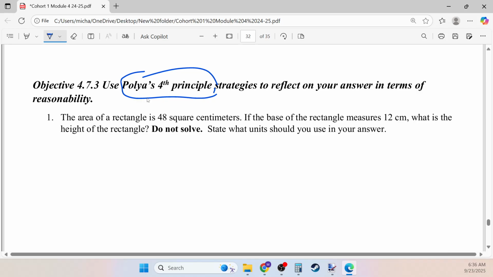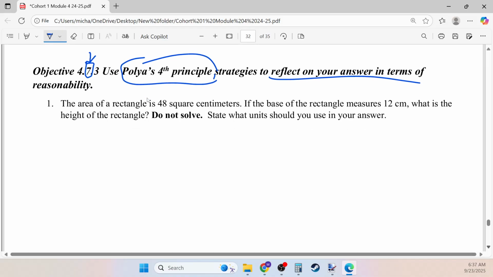We spend 6 subsections doing the doing part of the problems, and then module subsection 7 is the one where we focus on the other 3 principles. So principle 1 is understanding a problem. Principle 2 is planning a solution. Principle 3 is doing the plan, which is all of the calculations. Number 4 is reflecting, see if we have a reasonable answer.